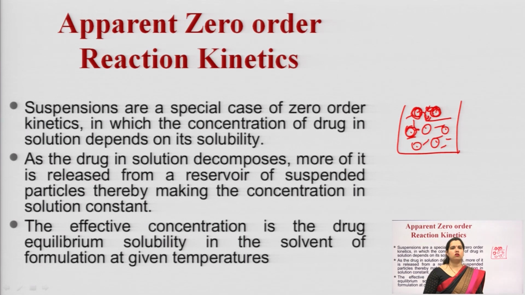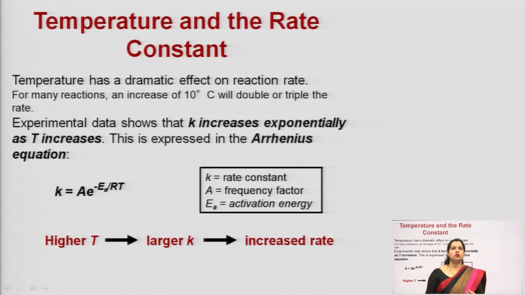The effective concentration is the drug equilibrium solubility in the solvent of formulation at a given temperature. So, the other one is the solvent, how much amount is going into solubilized form within the solvent at a given temperature, generally analyzed in zero order reaction kinetics. So, temperature and the rate constants, this is another correlation, temperature with respect to the rate constant. Temperature has a dramatic effect on reaction rate. For many reactions, an increase of 10 degrees centigrade will double or triple the rate.